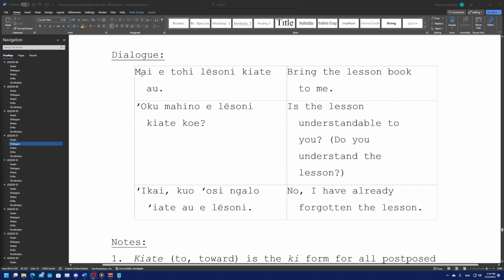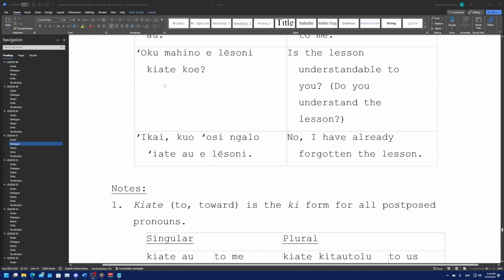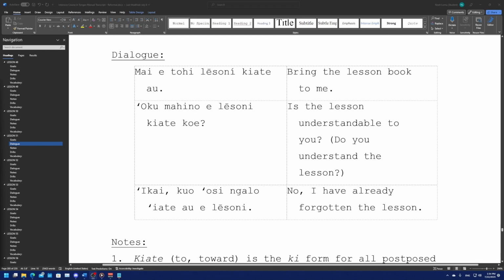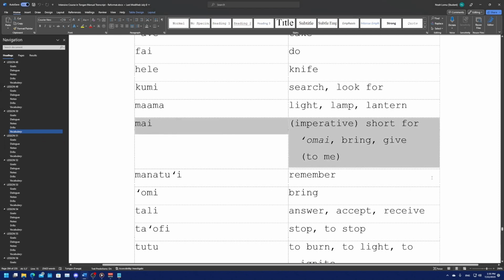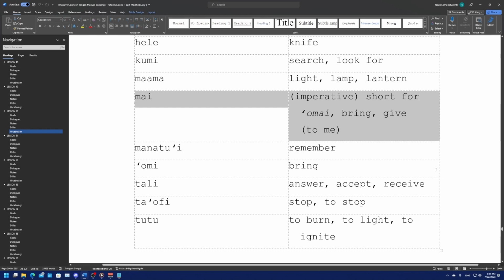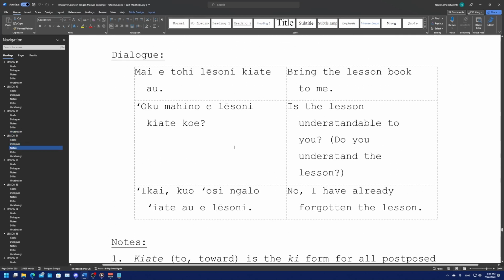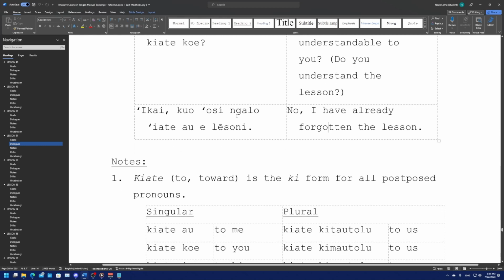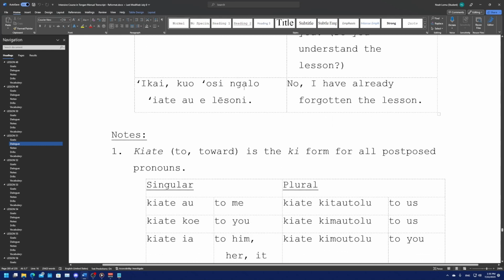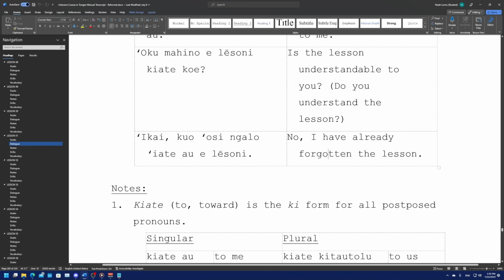Here, this is something else. Mai itohe lesson ike te au. Mai here is just bring it to me or give it to me. Mai is just short for omai. So we learned that right here, in the vocabulary of lesson 50. And here we have ngalo, which is to forget. So I've already forgotten the lesson. We'll see that in the notes, but the form is ngalo iate au.